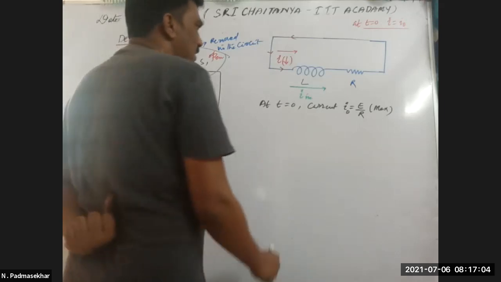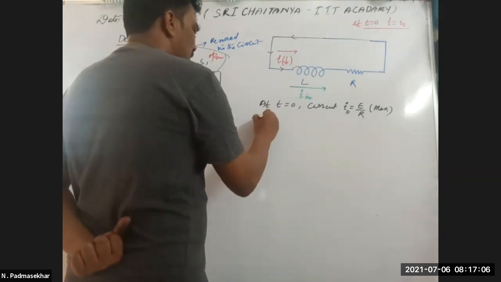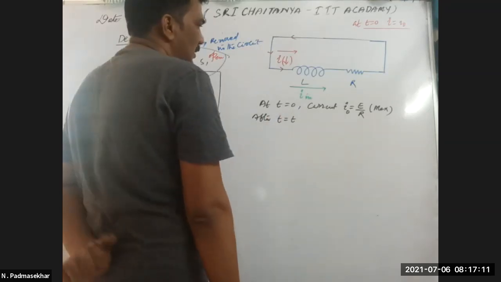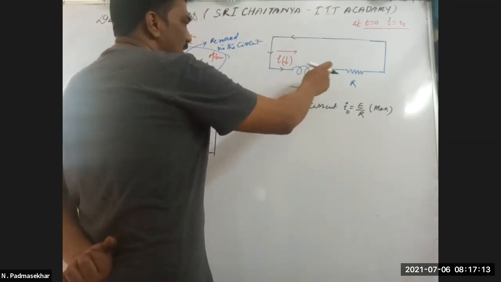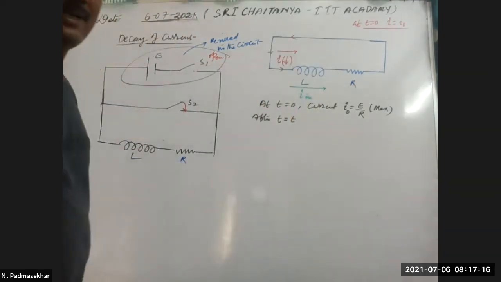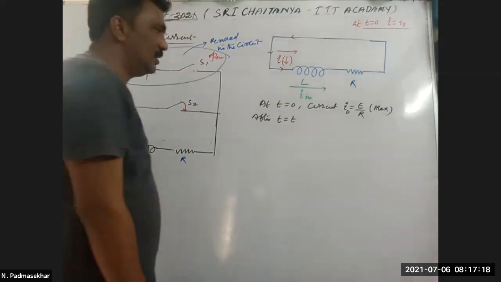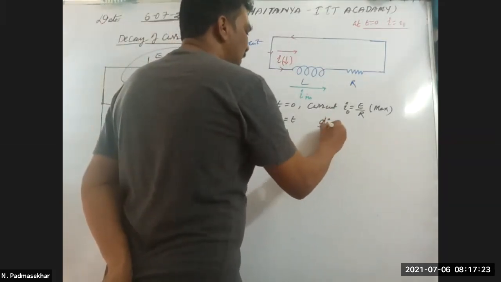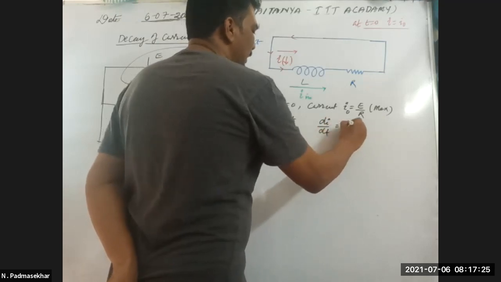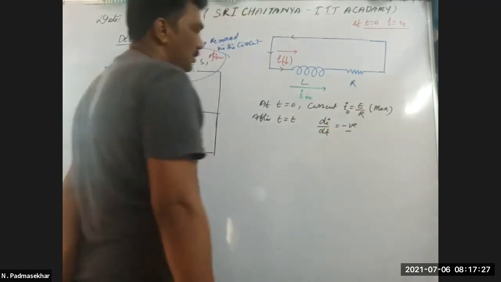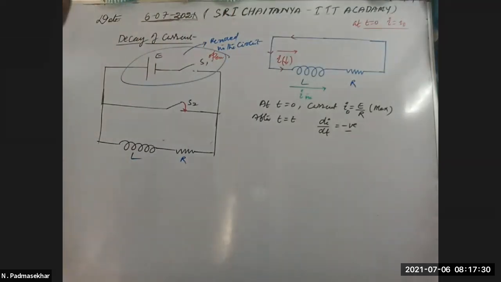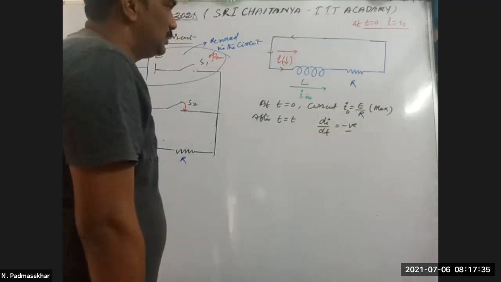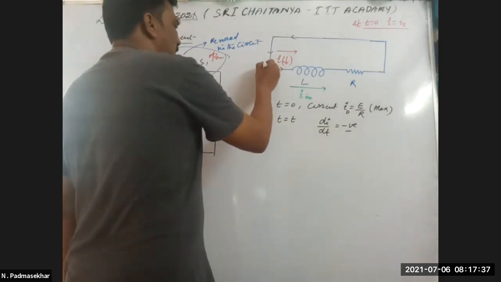So after t seconds, at t equal to t, the current in the inductor decreases. The current in the inductor decreases, which means di by dt is negative. An increase has di by dt positive, but a decrease has di by dt negative.